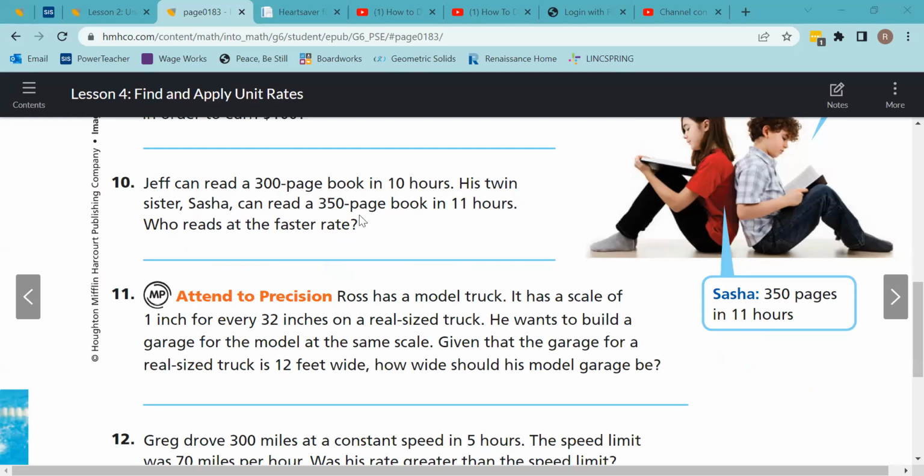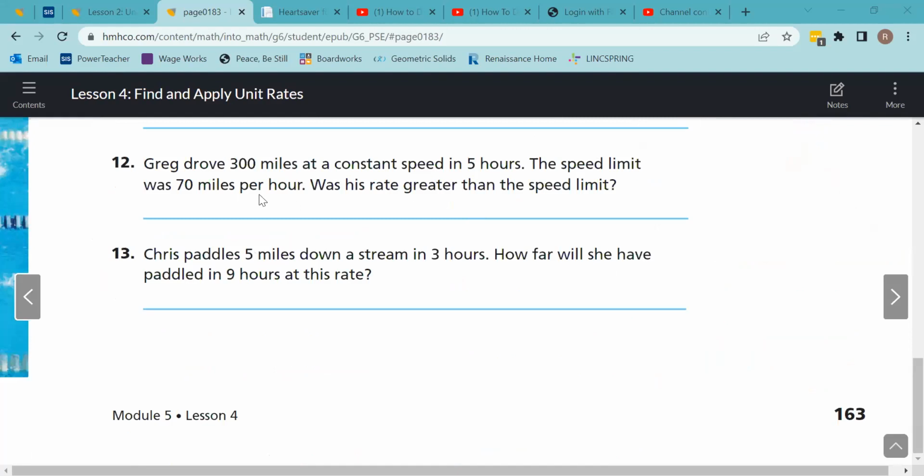Number 12, Greg drove 300 miles at a constant speed in 5 hours. The speed limit was 70 miles per hour. Was his rate greater than the speed limit? Okay, we've got 300 miles, and that equals 5 hours. You'll notice I set up these ratios as little equations. I need to get it down to 1 hour. Okay, so what would equal 1 hour? Well, you have to divide by 5. 30 divided by 5 is 6, and we've got a 0. So he drove 60 miles in 1 hour. Was his rate greater than the speed limit? No. He drove 60 miles per hour, at least on average.